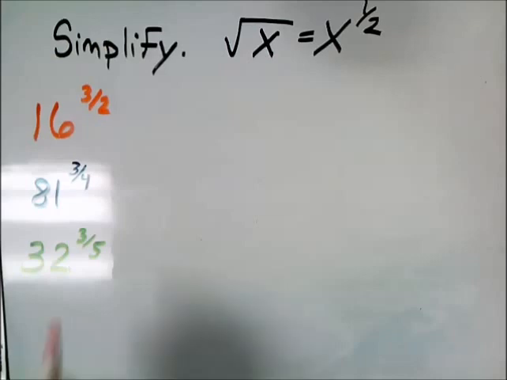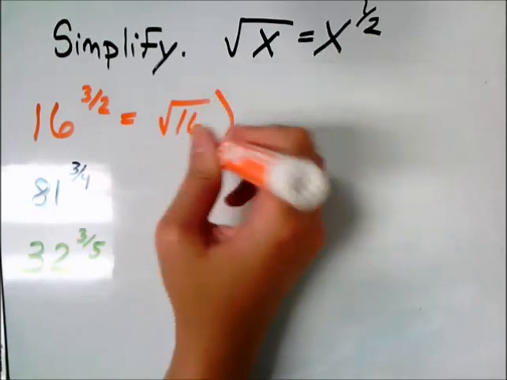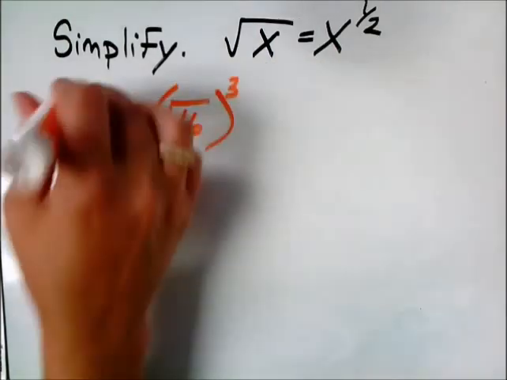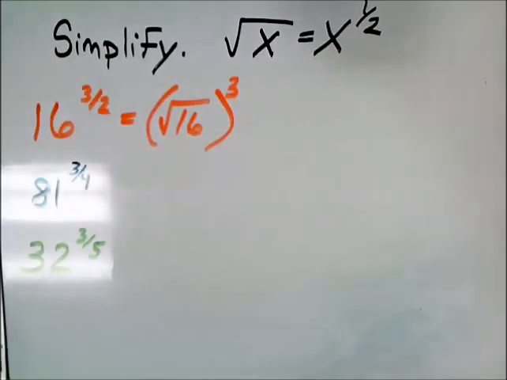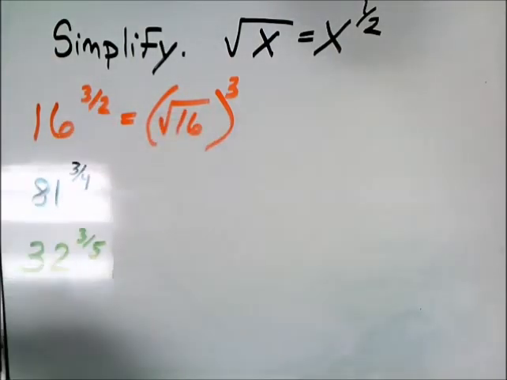So another way to think of this is I'm taking the square root of 16, and then it's to the third power. So the numerator is an exponent. That's like 3 times 1/2. And I know the 1/2 means I'm taking the square root. Same thing as in this next one. Since the denominator is 4, I'm actually taking the 4th root of 81.